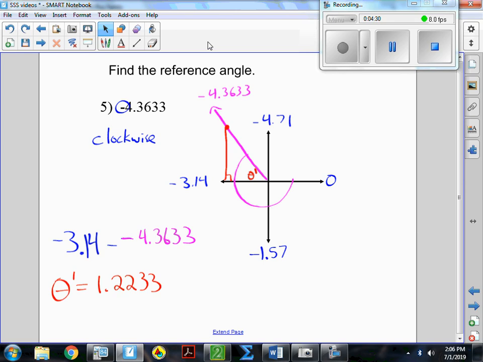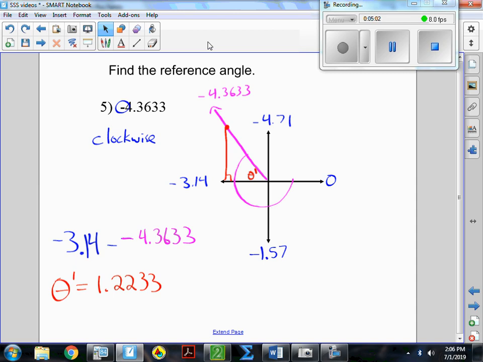Now, how did I know whether to do negative 3.14 minus negative 4.3 or the other way around? Well, I thought about it. I need a positive angle measure. So if I take the pink angle, negative 4.3, and I subtract the negative 3.14, I'm still going to have a negative angle measure. I'm just trying to find the difference between the two numbers, and I need it to be a positive difference. It doesn't really matter which order you do it in, as long as you realize that the answer should be positive. So 1.2233 is the radian measure.